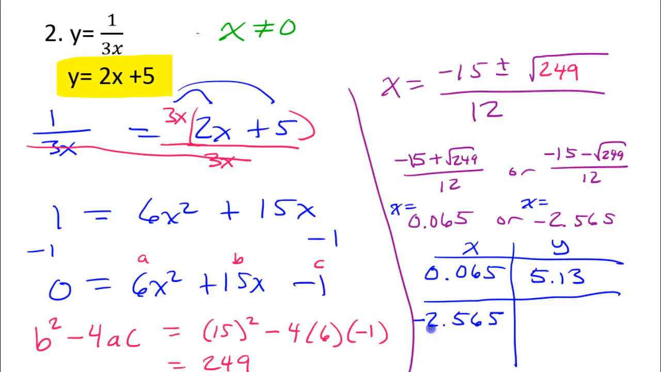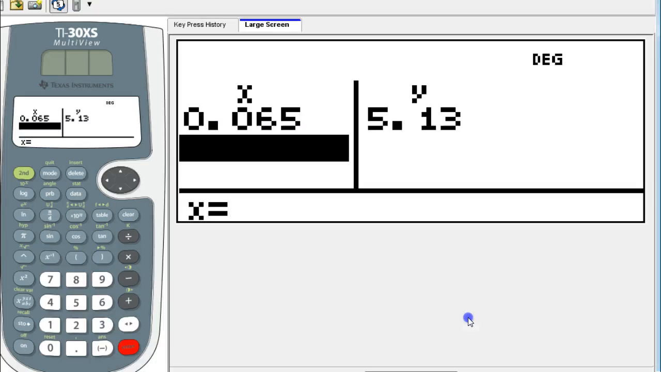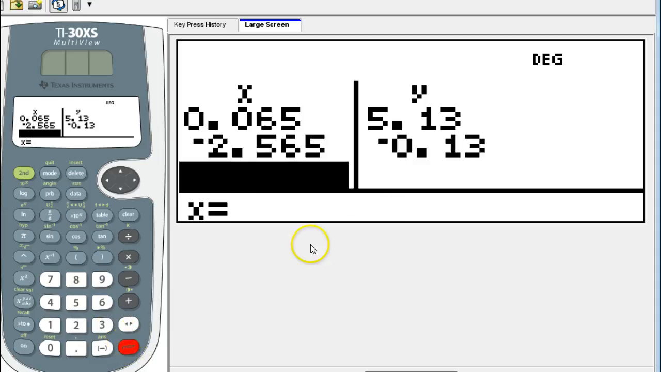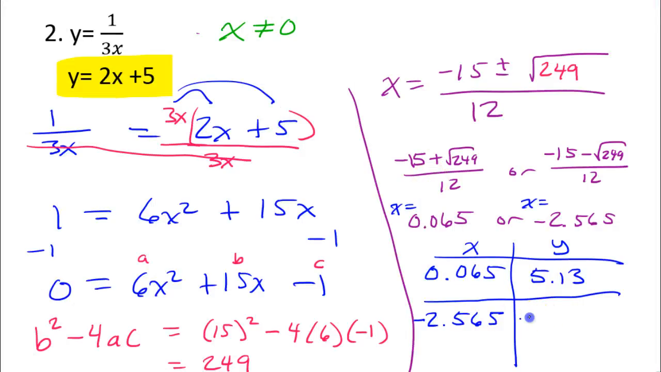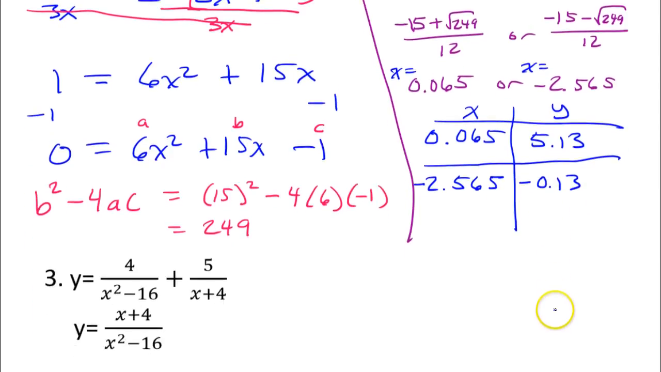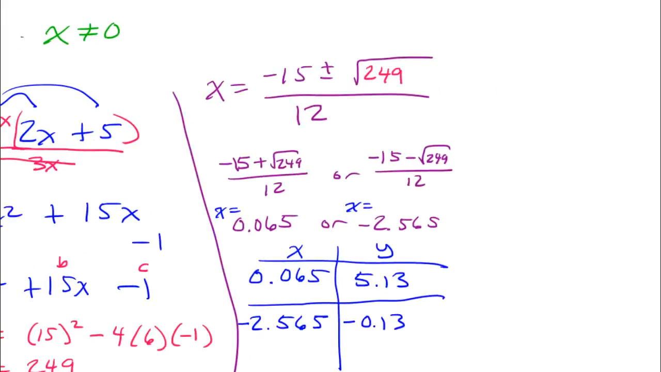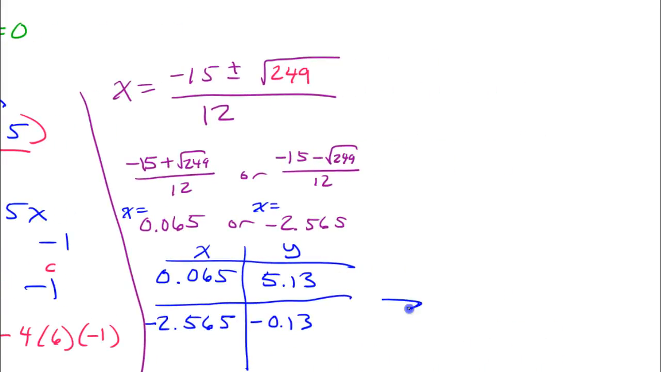And I want to evaluate at negative 2.565. That's negative 0.13. Alright, so there you go. These are the solutions to this equation.